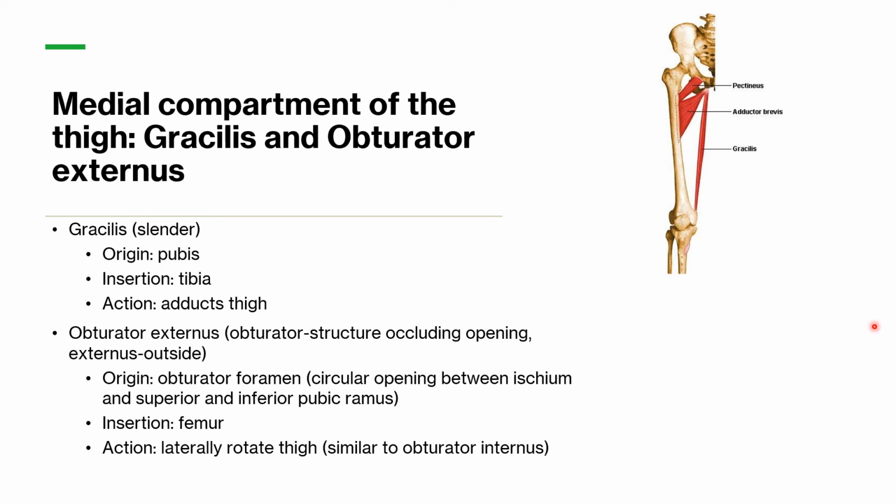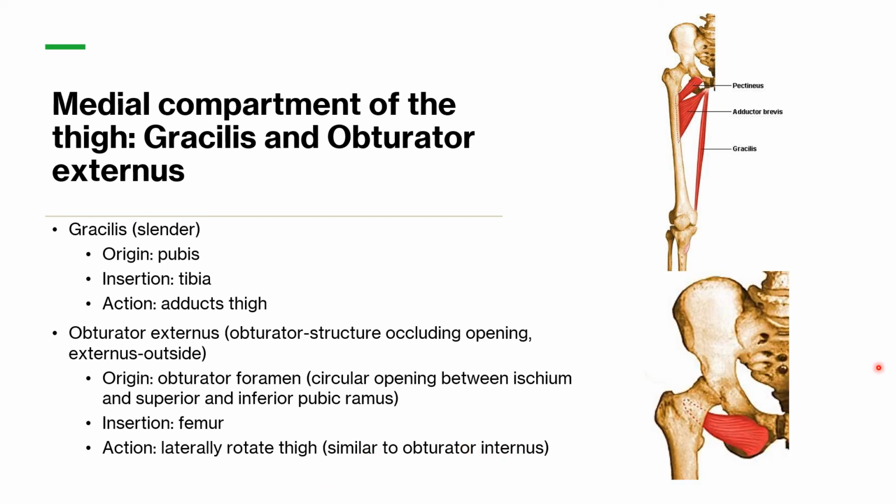Obturator externus. Again, obturator means a structure occluding an opening. Externus means outside. It originates from the obturator foramen. It inserts on the femur, and it laterally rotates the thigh, similar to the obturator internus. So here's your obturator externus inserted on the thigh, and you can see how it laterally rotates the thigh.